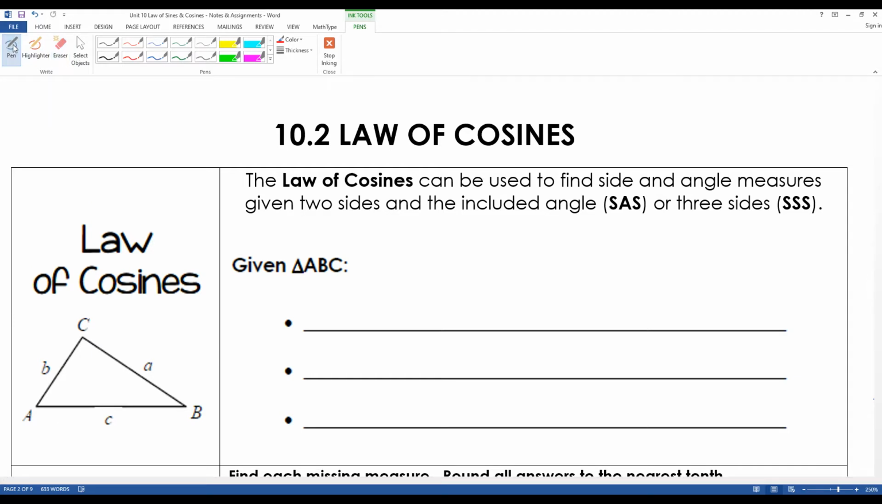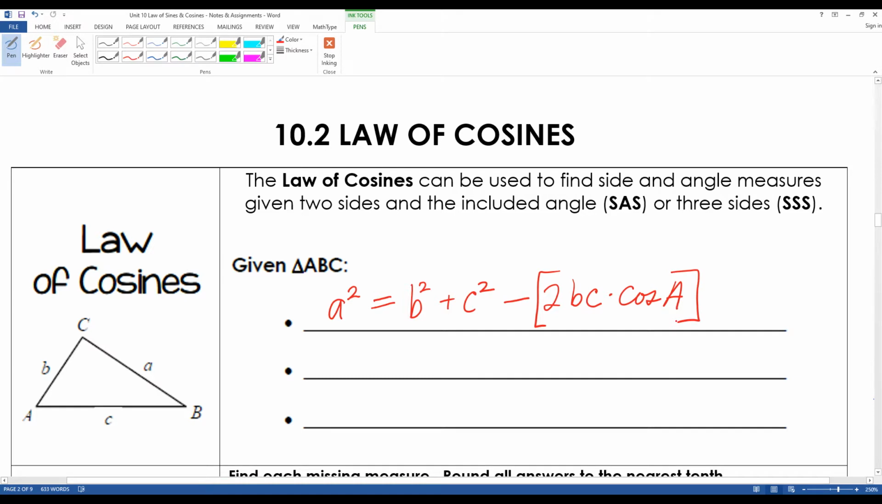Okay, so let's see where we are here. The first Law of Cosines equation deals with angle A and side A. So if you have angle A, then we can set this up. We have A squared is going to equal B squared plus C squared, and then minus this whole quantity, 2 times B times C times the cosine of angle A.